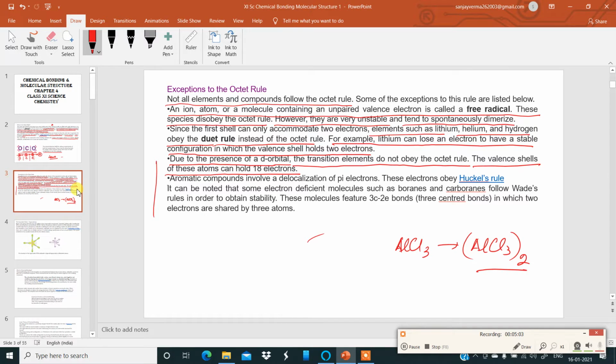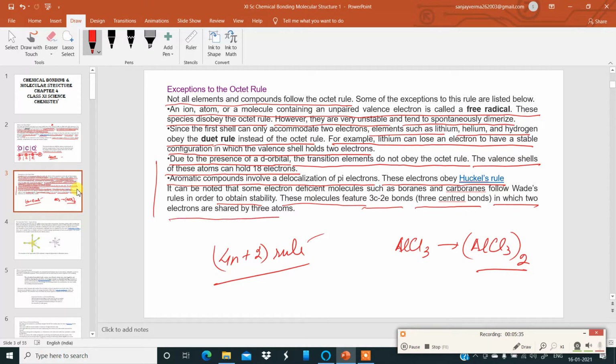Again, aromatic compounds involve a delocalization of pi electrons. These electrons obey Huckel's rule, the 4n plus 2 rule. Now it can be noted that some electron deficient molecules such as boranes and carboranes follow Wade's rules in order to attain stability. These molecules feature 3C2E bonds, 3 centered bonds in which 2 electrons are shared by 3 atoms.